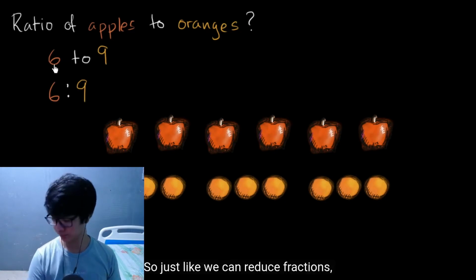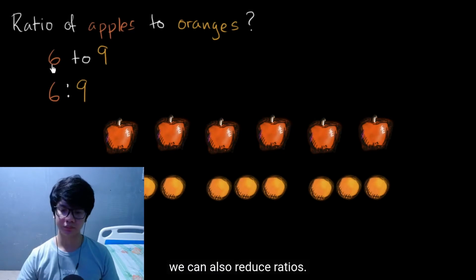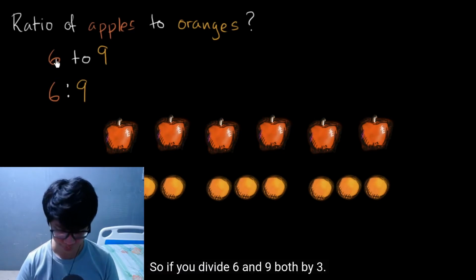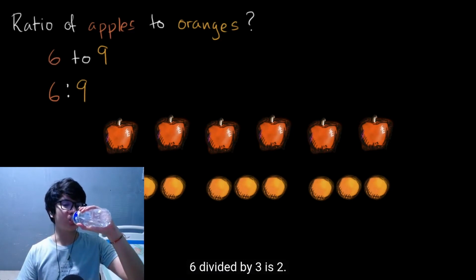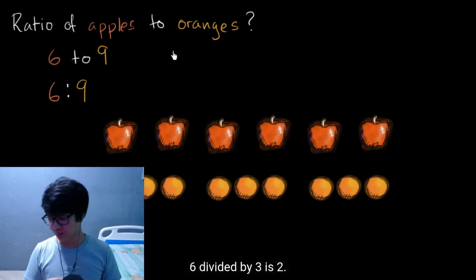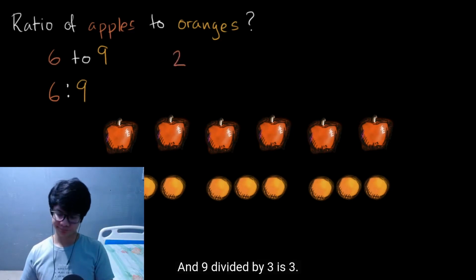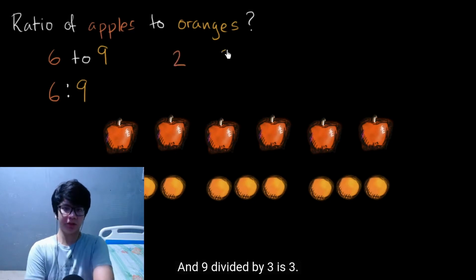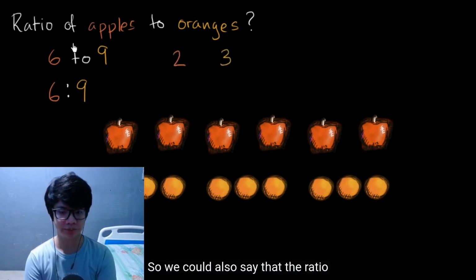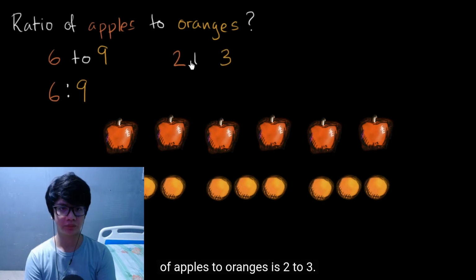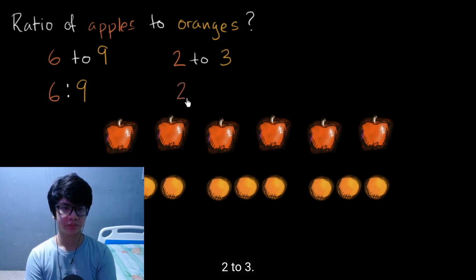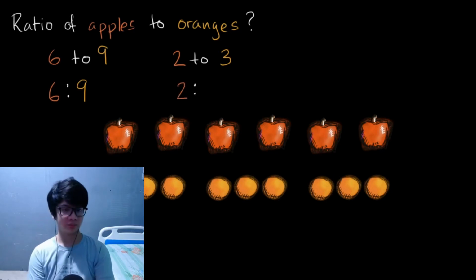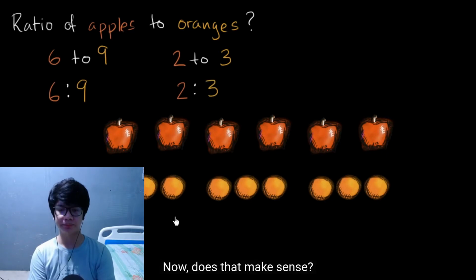So just like we can reduce fractions, we can also reduce ratios. If you divide 6 and 9 both by 3, 6 divided by 3 is 2, and 9 divided by 3 is 3. So we could also say that the ratio of apples to oranges is 2 to 3, or if we want to use this notation, 2 to 3. Now, does that make sense?